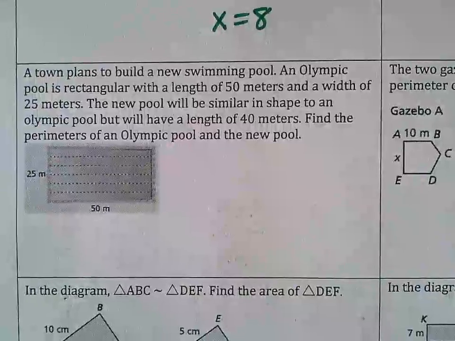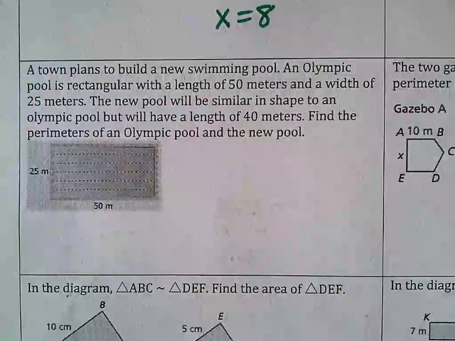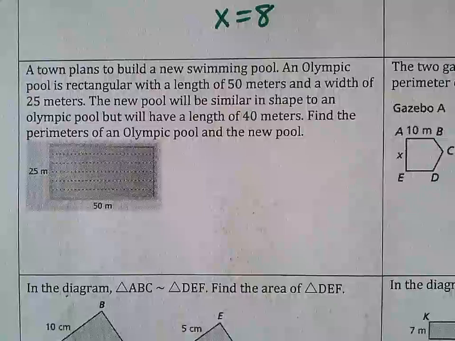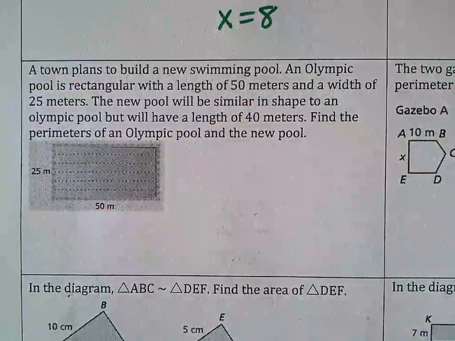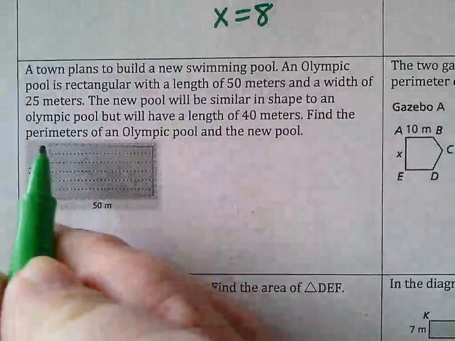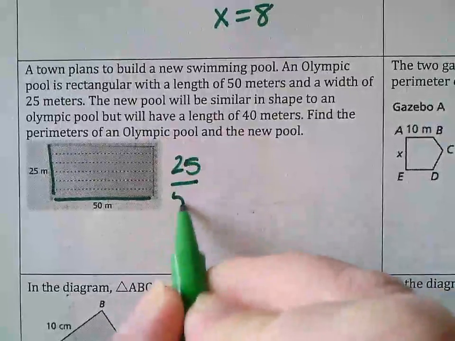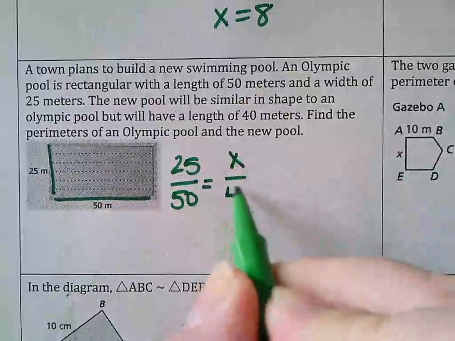A town plans to build a new swimming pool. An Olympic pool is rectangular with a length of 50 meters and a width of 25. The new pool will be similar in shape to the Olympic pool, but will have a length of 40 meters. Find the perimeters of an Olympic pool and the new pool. So this pool right here is 25 by 50. So 25 over 50 is equal to x over 40.